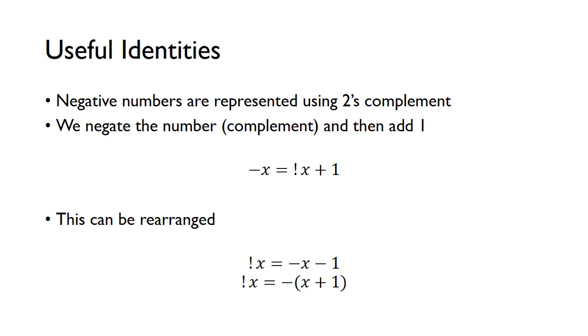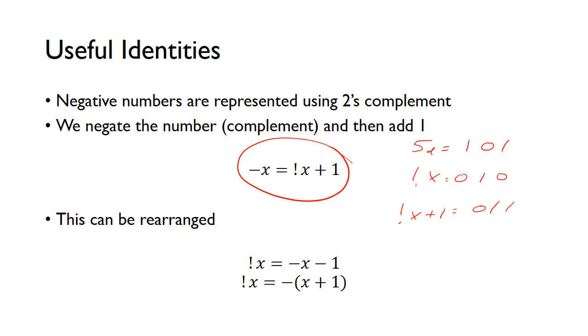For example, if we wanted -5, we get the binary value of 5. We know 5 in binary is 101. So we negate this, swapping all the bits, and then we add 1 to it, so that'll be a not x stage, and then not x plus 1. That will give us the value for -5. This formula we can rearrange, so not x is equal to -x minus 1. And we can put the brackets in to say not x equals minus, in brackets, x plus 1. So these are useful identities we can use.